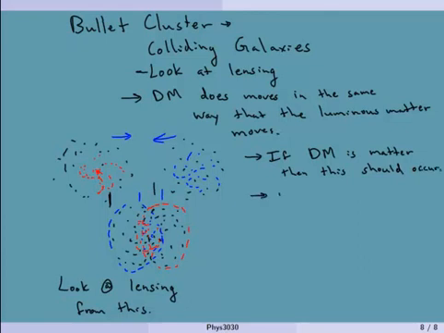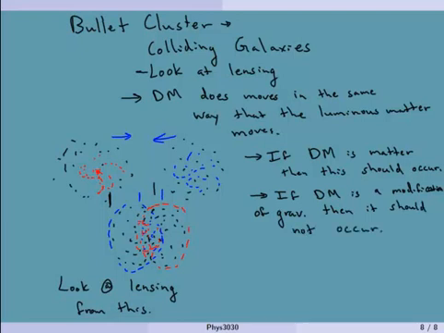If, however, dark matter is a modification, then a modification of gravity, then it should not occur. And the reason for that is that it's a modification of the actual gravity of the luminous matter. So what we're saying is, well, there's not a dark matter halo. There's some other thing, some way of changing the equations that explains this.